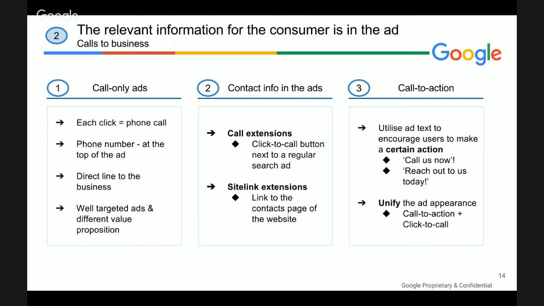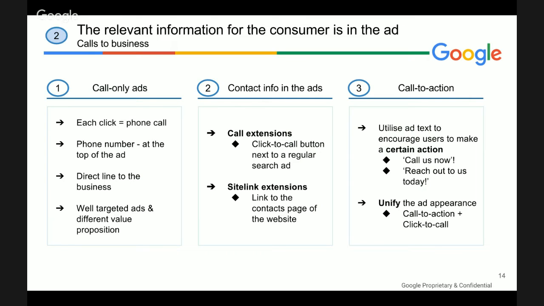So first of all, it's call-only ads. They give you a chance to receive a call when a person clicks on the ad. Of course, in the Baltics, some people might still not be too comfortable with going directly to the call. So there's another option, putting the contact info in the ads. And you can use the regular ads, the regular mobile preferred ads, with call extensions, which allow you to display a call icon next to the ad so that customers can reach out to you.